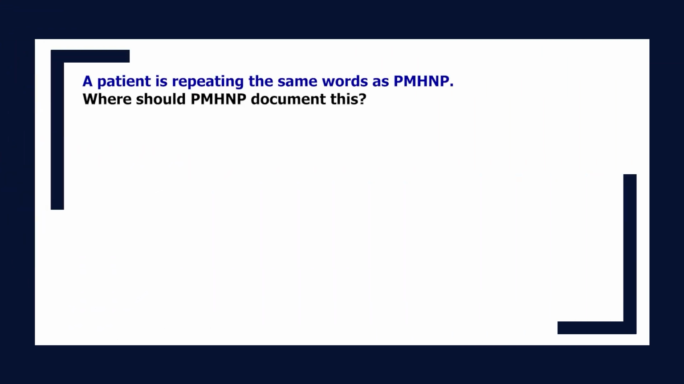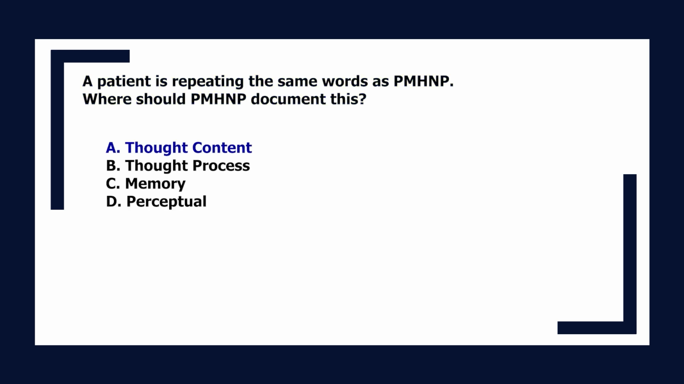A patient is repeating the same words as PMHNP. Where should PMHNP document this? A. Thought content. B. Thought process. C. Memory. D. Perceptual. The answer is B. Thought process.